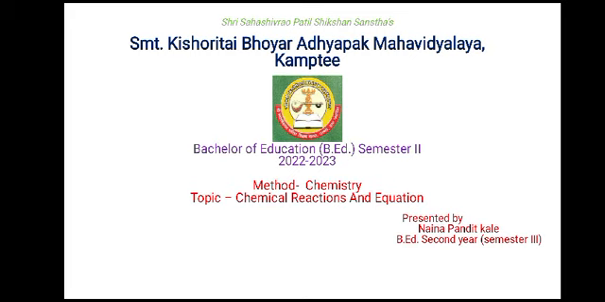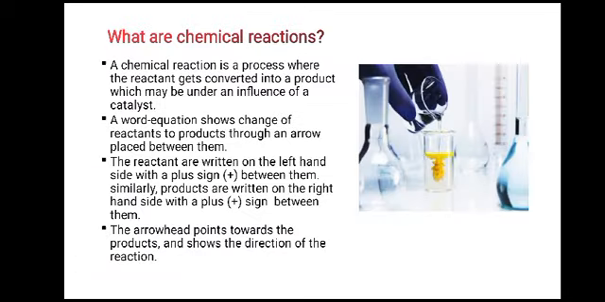Today I am representing my topic, that is chemical reaction and equation. So moving forward, what is a chemical reaction, and how does it occur? First of all, we have to know that a chemical reaction is a process where the reactant gets converted into product, which may be under the influence of a catalyst.